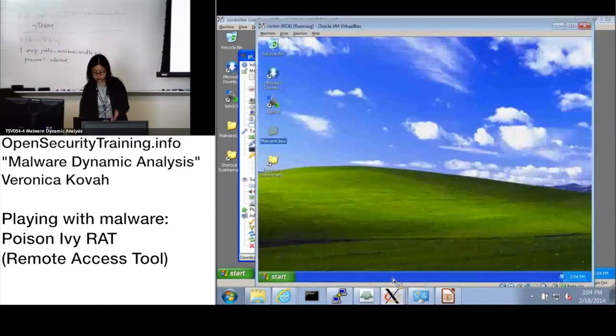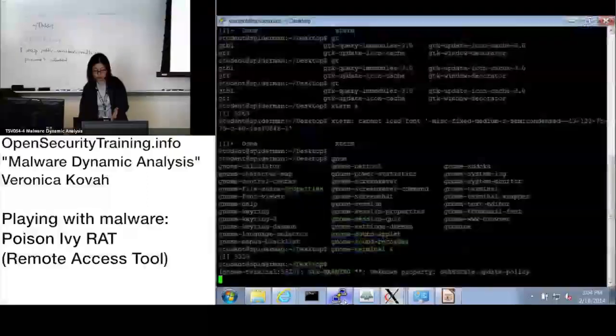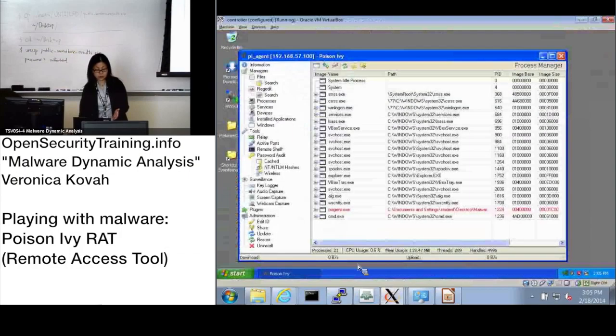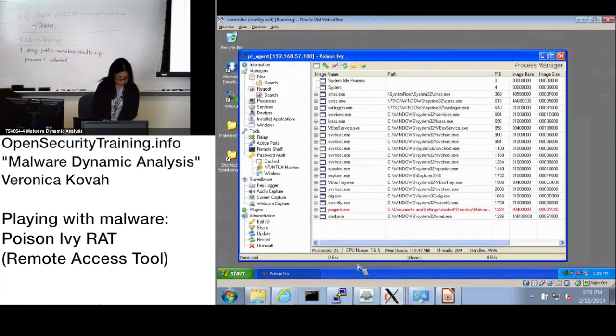Let's go back to the victim. Now the calculator process is killed. Basically, this shows you can do pretty much everything through the controller up here. And question three says, what's in the registry value secret_agent under software?